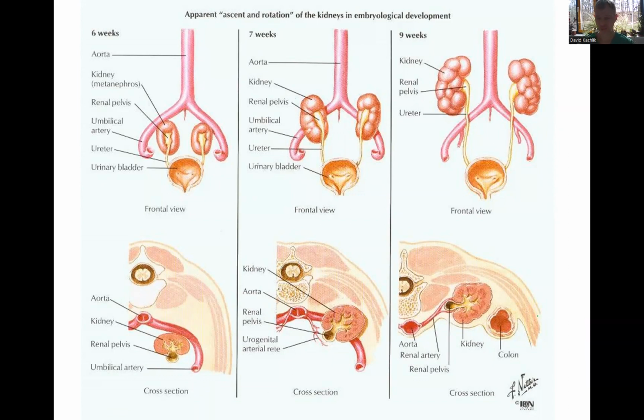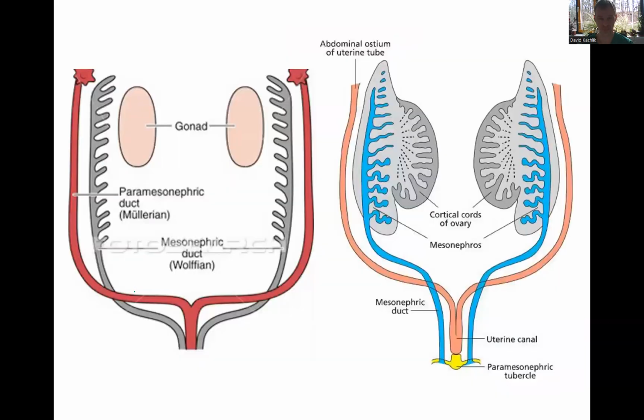And you can see also in the lower part the development of the blood vessels, which finally supply the kidney. Here, just to show the difference between the male and female Wolffian and Müllerian duct. So we have talked about the Wolffian mesonephric duct, which is paired and opens into the cloaca here down.